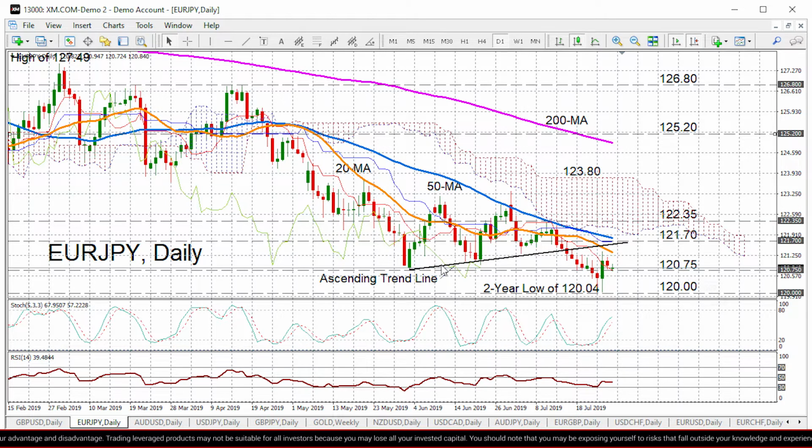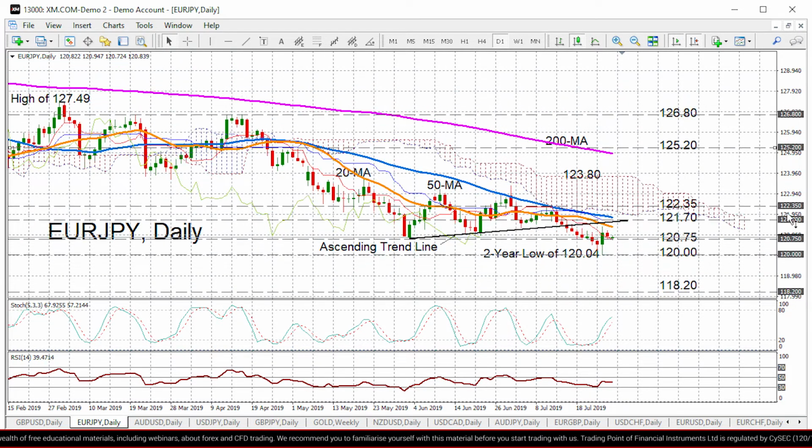That was near the June low, also near the Tenkan Sen line. So if that support was to break, we could see euro yen heading back towards the 2-year low of 120.04, which it reached earlier this month, and so that makes the 120 level a very important support barrier. If that support is broken as well, the next key level to watch out for on the downside would be 118.20, which was an important resistance and support level more than 2 years ago.